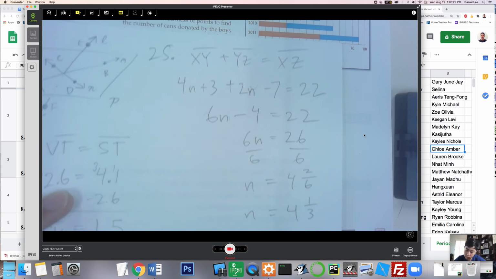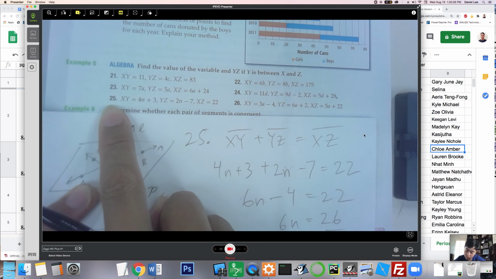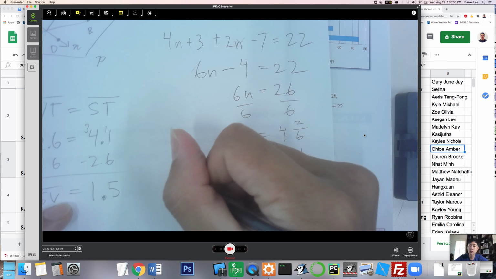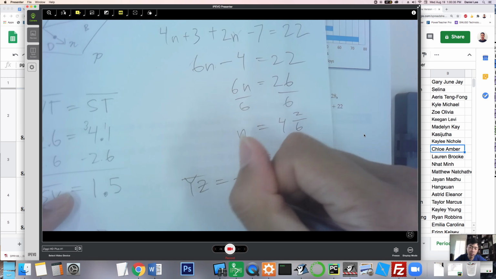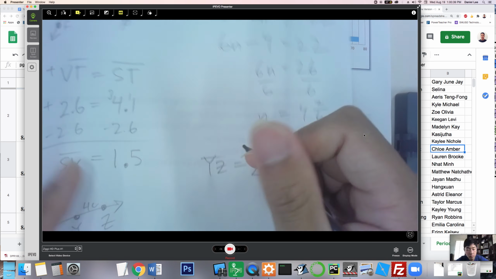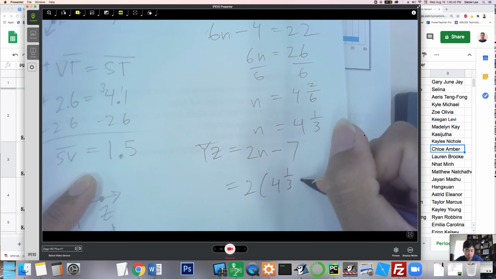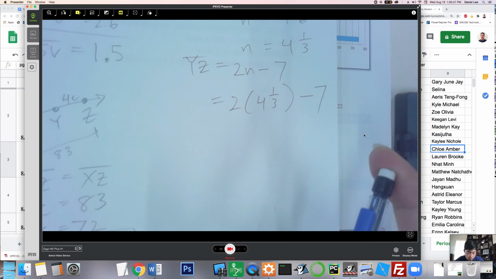We got this messy number, and now we need to find yz. What is yz in number 25? Well, yz is that segment. So hopefully it all clears up once we plug in the numbers. So yz is equal to 2n minus 7. Then we plug n in. So yz is equal to 2 times 4 and 1/3, and then minus 7. And we're going to work this out.